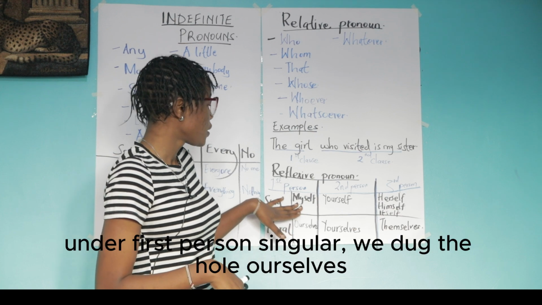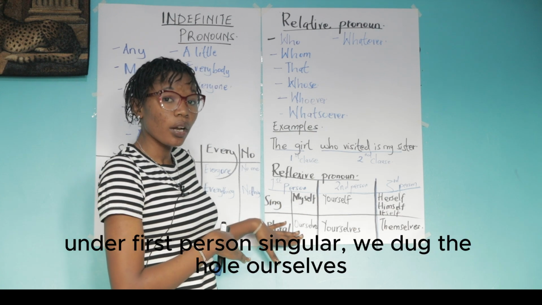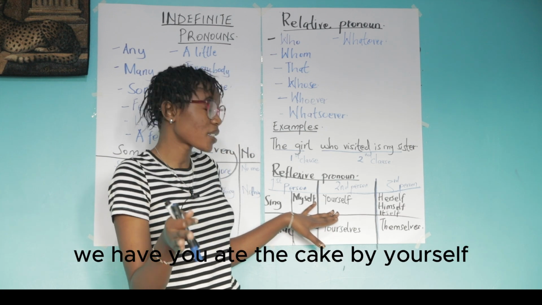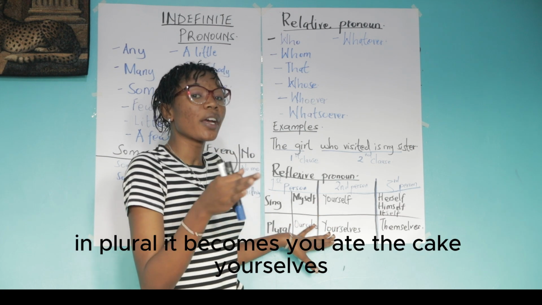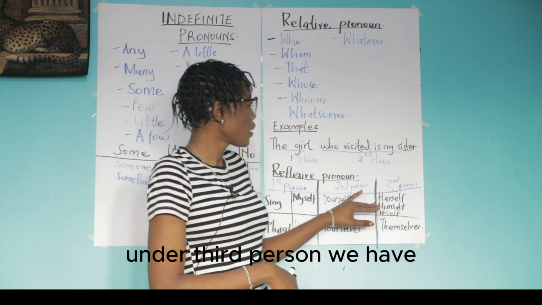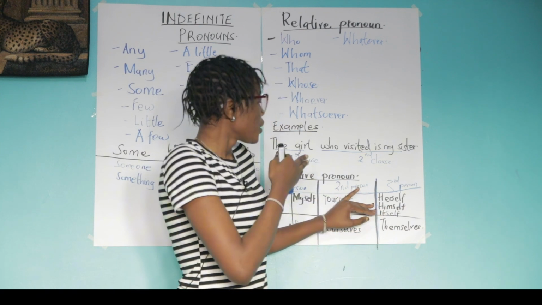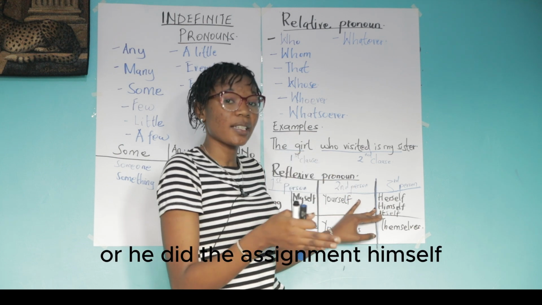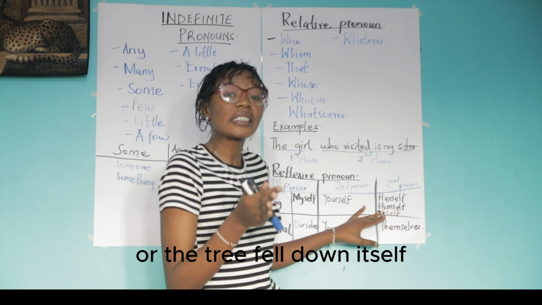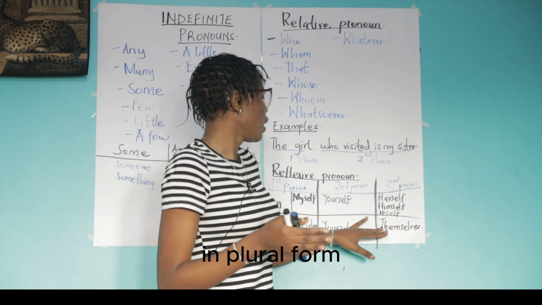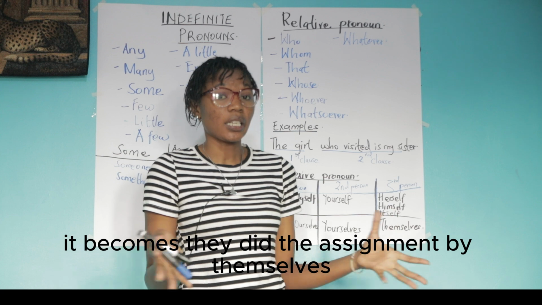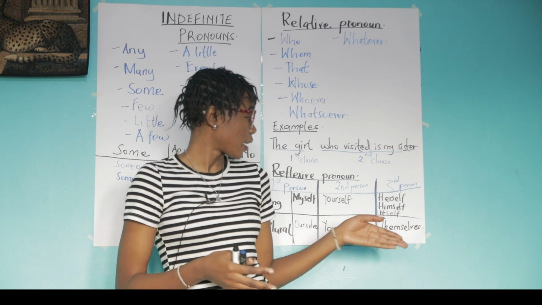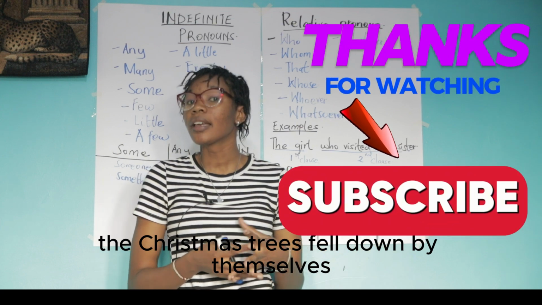First person plural: we dug a hole ourselves. Second person singular: you ate the cake by yourself. In plural: you ate the cake yourselves. For the third person: she did the assignment herself, or he did the assignment himself, or the tree fell down itself. In plural form: they did the assignment by themselves, or the Christmas trees fell down by themselves.